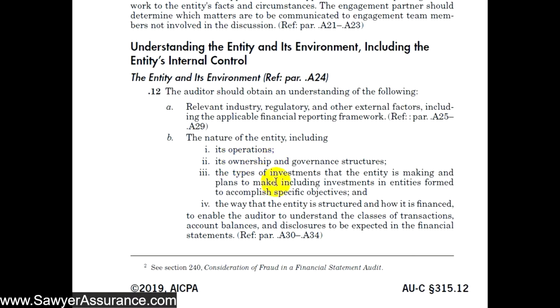Next might be the types of investments that the company is making. And this will help us understand what we might expect to see in the financial statements. For instance, if they are acquiring companies, then we might expect to see some goodwill, and we might expect to see some consolidation as well.